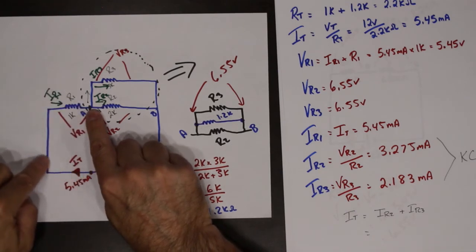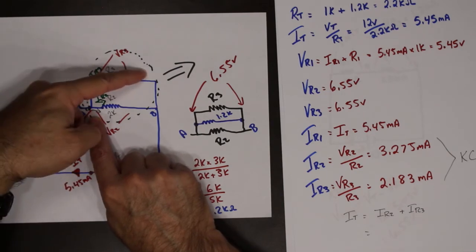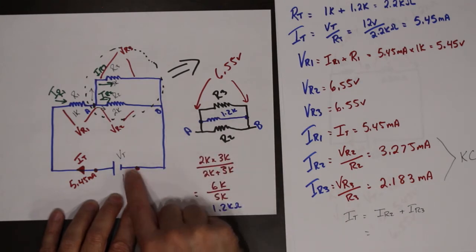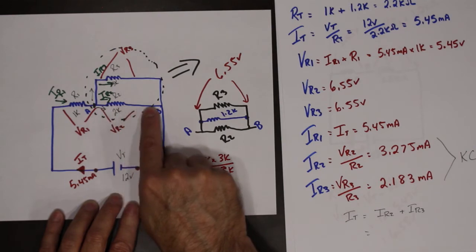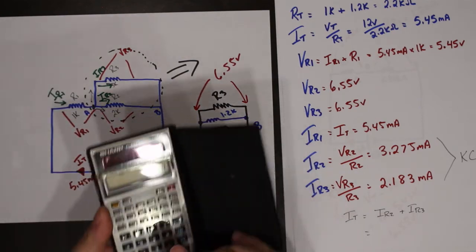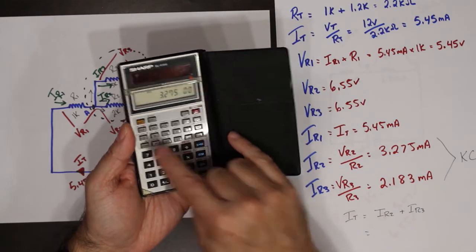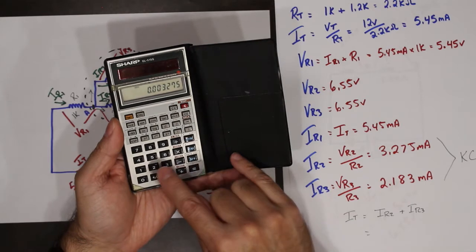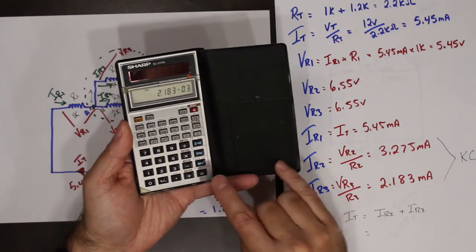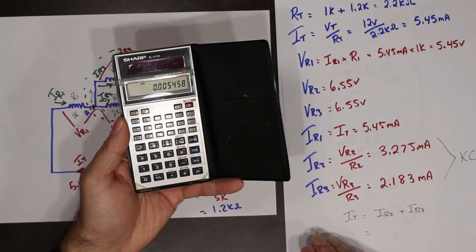Because I total is flowing to this point, then it splits. Some of it goes here, some of it goes here, and then it reconvenes together and comes back down to the source. So whatever flows through this branch and whatever flows through this branch must add up to be I total. So if I did 3.275 milliamps plus 2.183 milliamps, I get 5.45 milliamps.